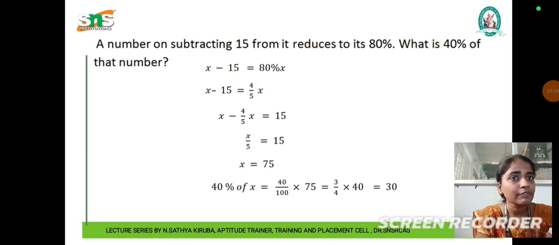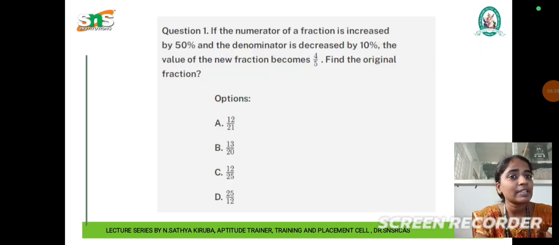A number on subtracting 15 from it reduces to its 80%. What is 40% of that number? For this question, we should understand the equalizing LHS and RHS method. When we don't know a number, we take it as x. So x minus 15, the number reduced by 15, is equal to 80% of x. We get the equation x minus 15 is equal to 4/5x. On simplifying it, we will get the value of x. Here the question is, what is 40% of that number? So 40% of x, when we simplify it, we will get the answer as 30. One more problem is given for your practice.